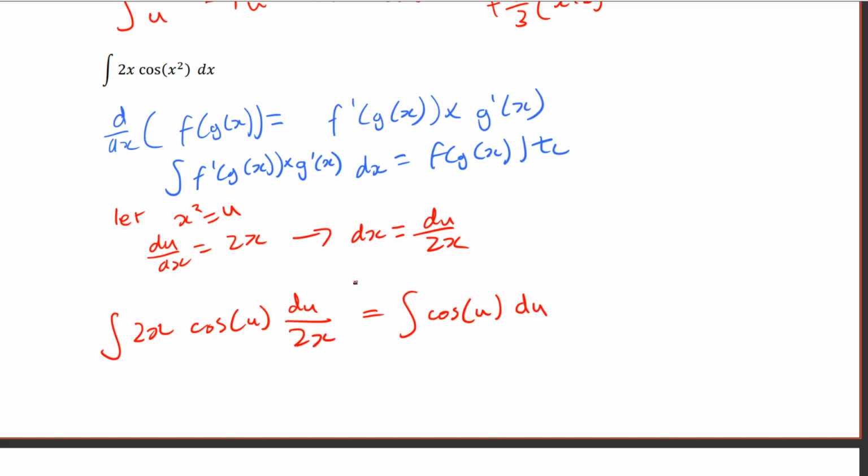And when I integrate cos, I just get sine. So this will become sine u plus c, and then I'll put it in terms of x. So this will become sine x squared plus c. And that'll be my final answer.